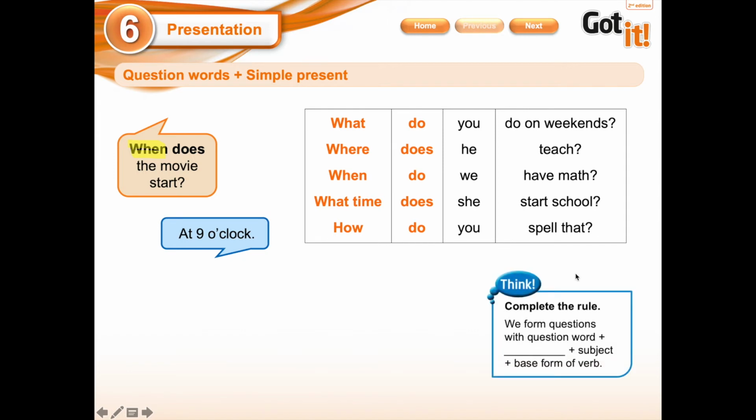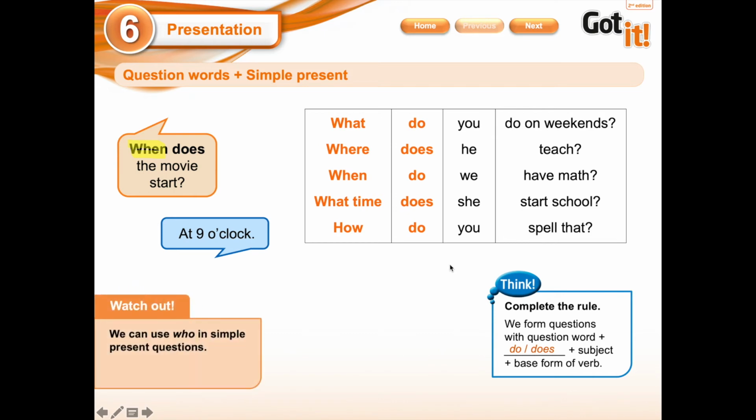Okay, here we have a rule box. It says we form questions with question word plus subject plus base form. We're going to use do or does. It's very, very important. Para formar preguntas, ya vamos a utilizar las palabras con WH. Luego de eso inmediatamente va a ir un do o un does, dependiendo el pronombre personal que está acá, y luego la base o el verbo en su forma base.